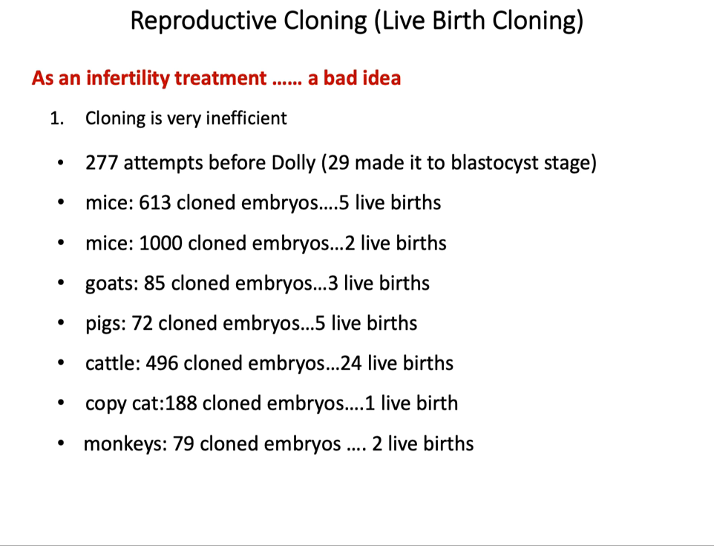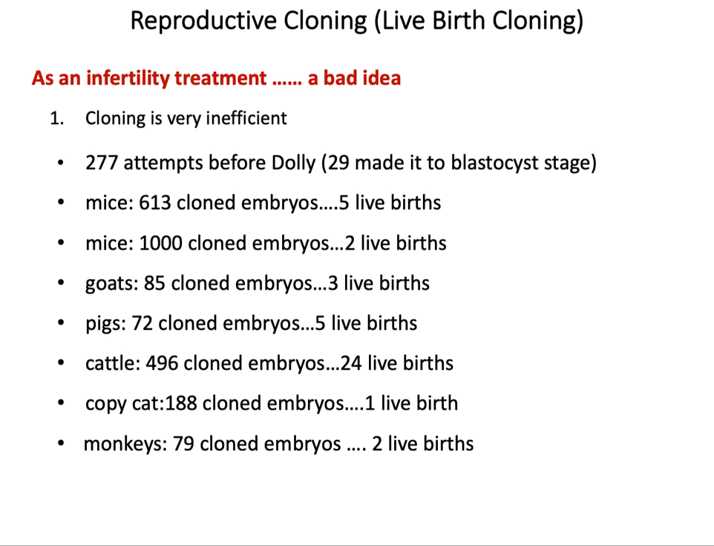Reproductive cloning is not a good idea. It's proposed as a treatment for infertility, but cloning is extremely inefficient. In the case of Dolly, there were 277 attempts before they were successful in cloning the sheep. Only 29 even made it to the blastocyst stage. So that's pretty low efficiency.